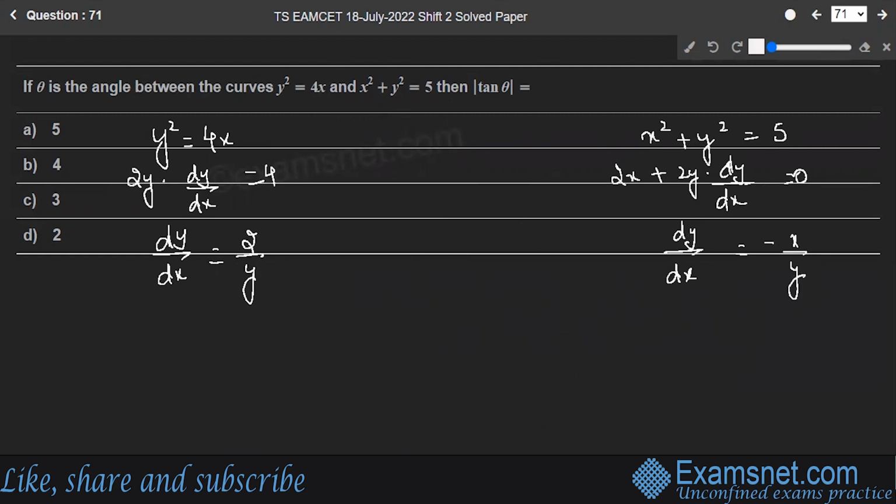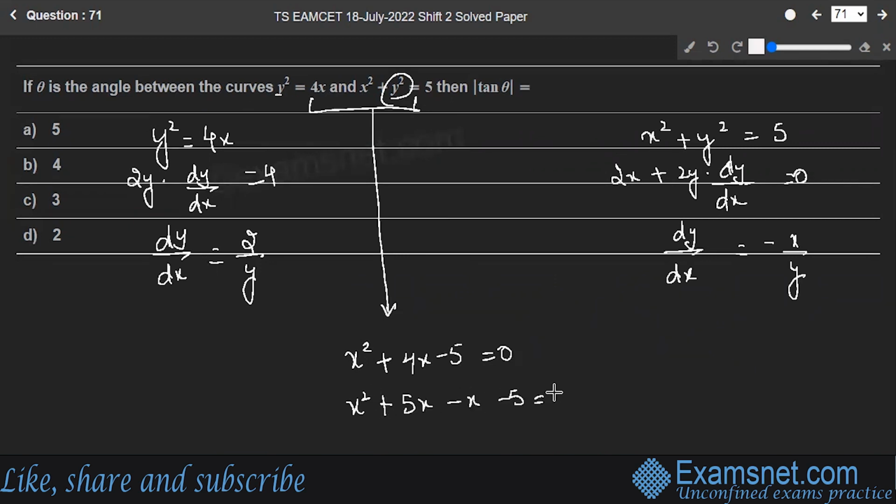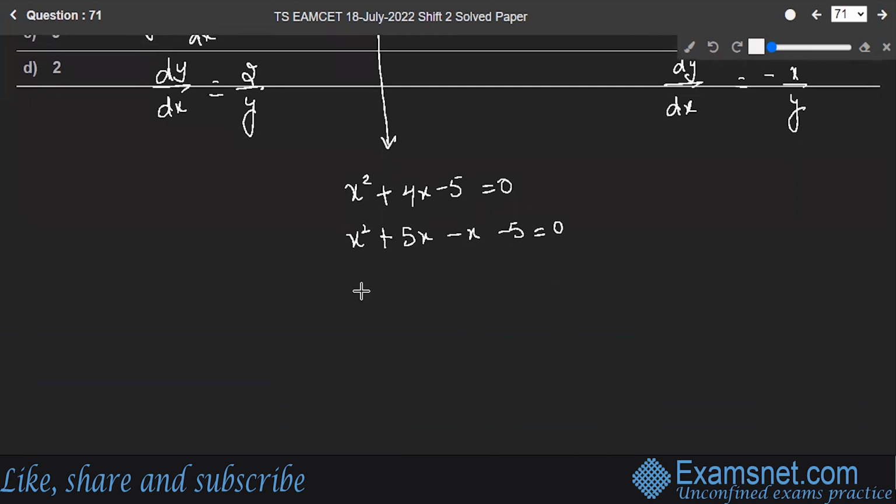Now for the point of intersection of both of these curves, let's solve them simultaneously. You will have x square plus 4x minus 5 is equal to 0. See, y square is equal to 4x, I'm going to put that over here. You will get x square plus 4x minus 5 is equal to 0. So let's factorize. You will have x square plus 5x minus x minus 5 is equal to 0, which will give me the two factors as x plus 5 and x minus 1. So x can have the values as either minus 5 or 1.